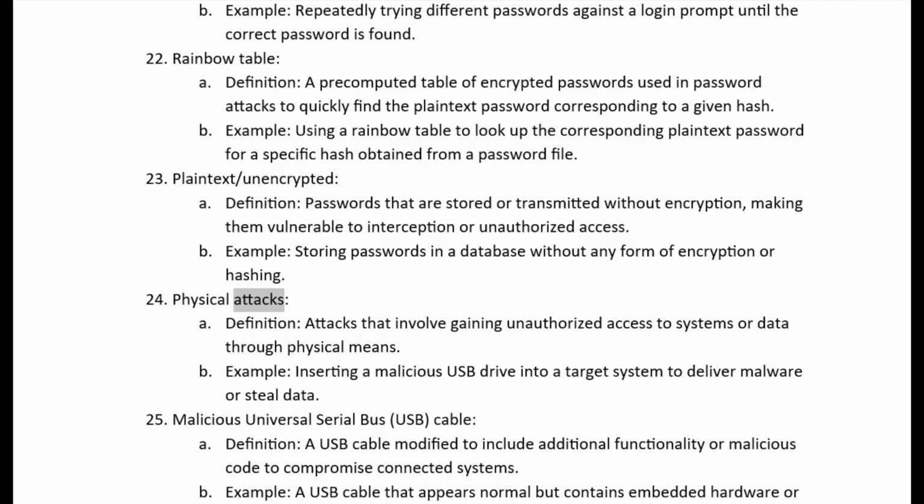Physical attacks. Definition: attacks that involve gaining unauthorized access to systems or data through physical means. Example: inserting a malicious USB drive into a target system to deliver malware or steal data.